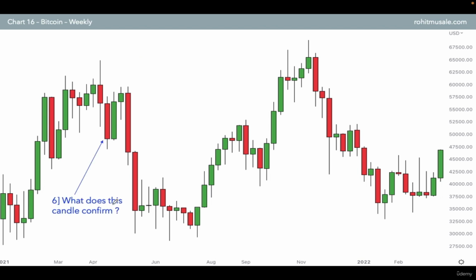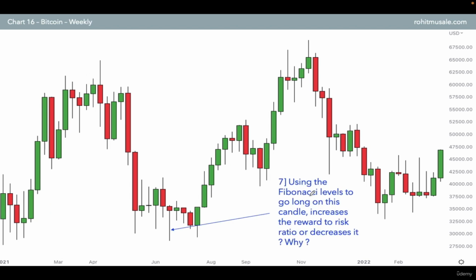Number 6, what does this candle confirm? So this candle is giving us price confirmation for the bearish engulfing pattern. Number 7, using the Fibonacci levels to go long on this candle increases the reward to risk ratio or decreases it. See, some traders like me would not buy this hammer because I don't consider this as a support. But suppose you were to buy on that hammer, and you put the Fibonacci levels on that candle. So this would be 100%, this would be 0%, this would be 100%. And somewhere here would be 50%.